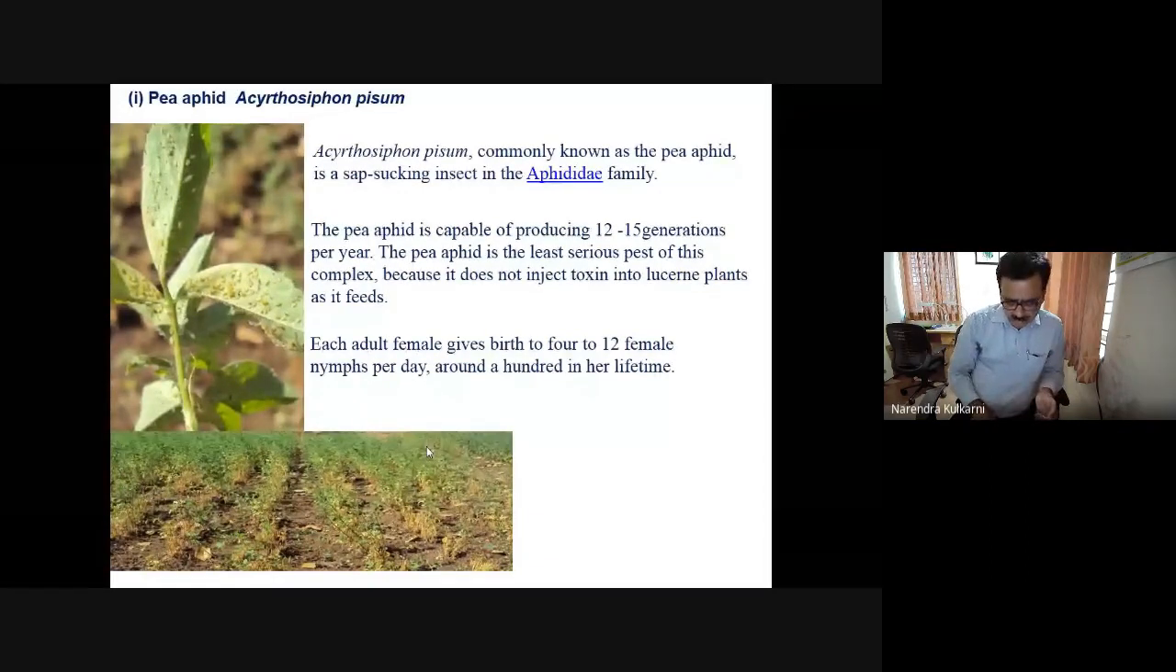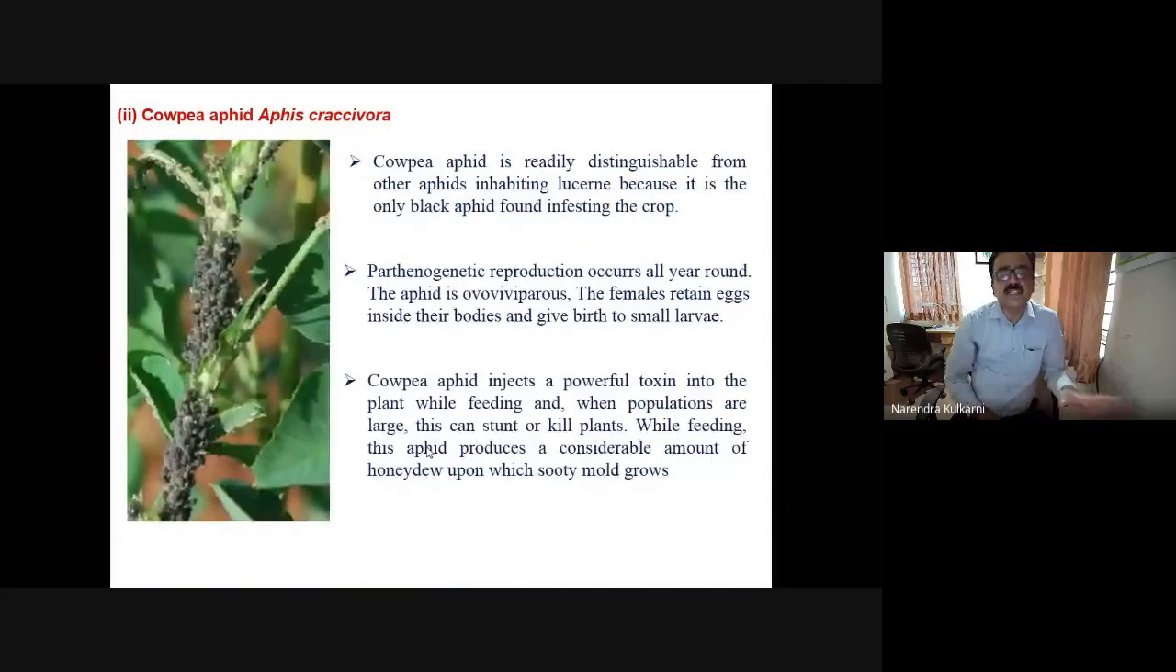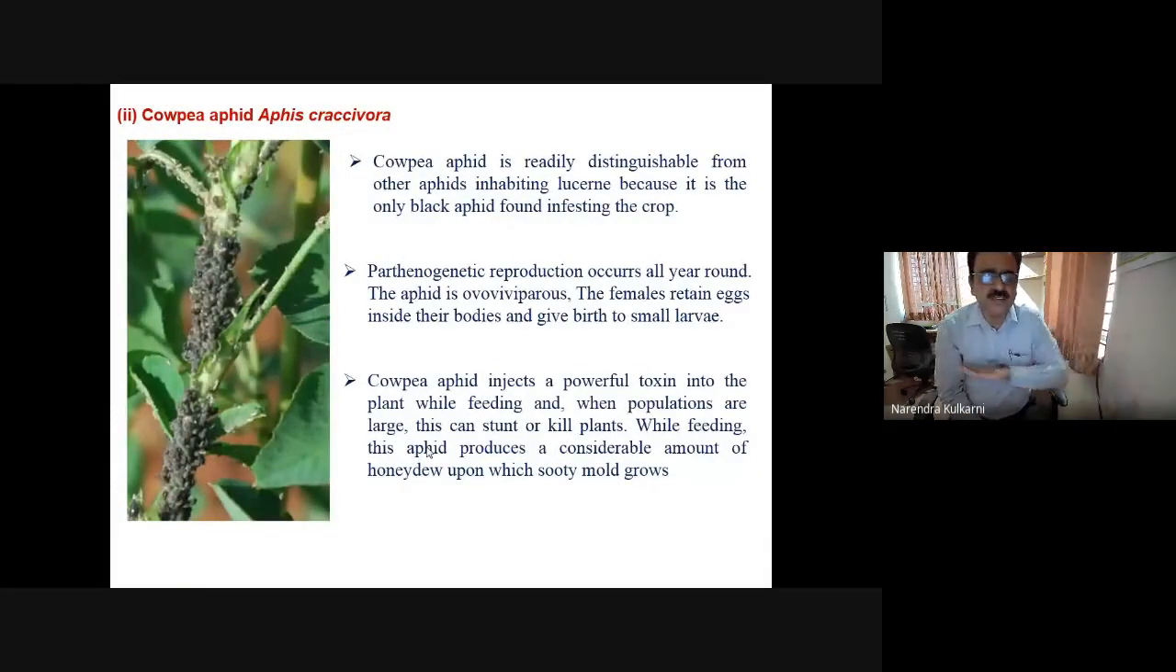And during the kharif season, when you are keeping this lucerne, because it is a perennial crop, this Acyrthosiphon pisum comes during January, February, and it disappears once you harvest the crop, because now we may take up seeds in May month.